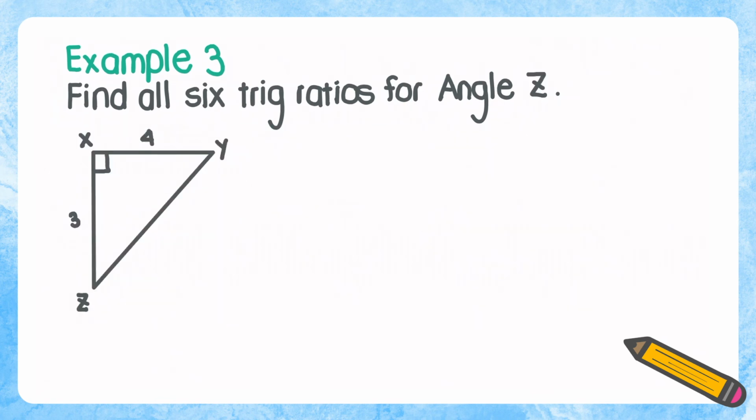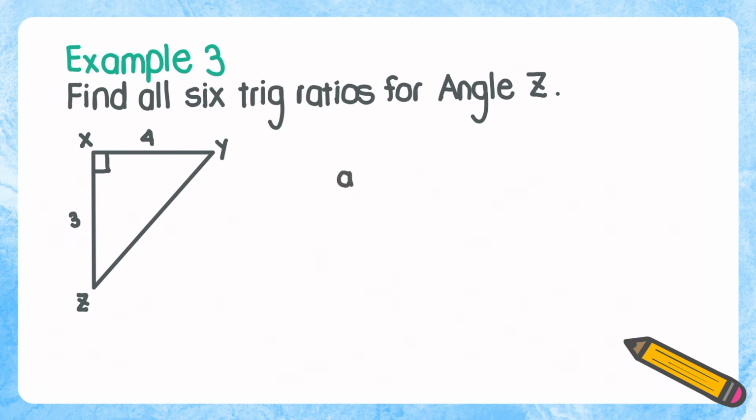And let's look at one more example. Here I have triangle XYZ, and we're going to find all 6 trig ratios for angle Z. But before I start with anything, what do you notice here? We're missing the length of the hypotenuse. What can we use to find the missing side when you're given 2 sides of a right triangle? We can use the Pythagorean theorem.